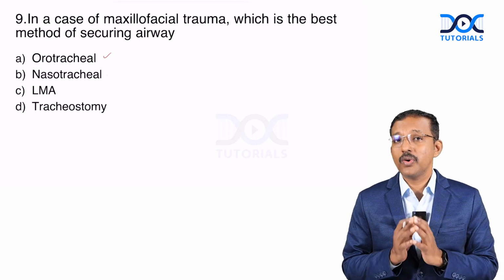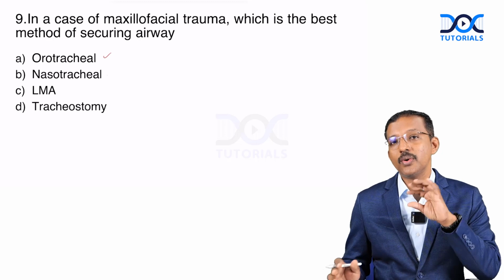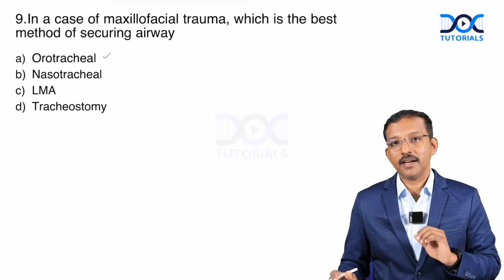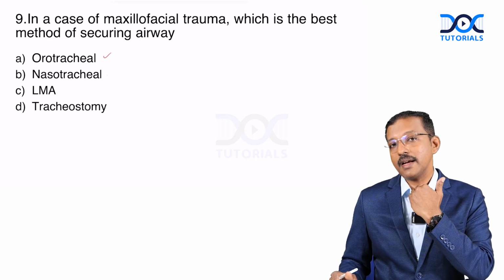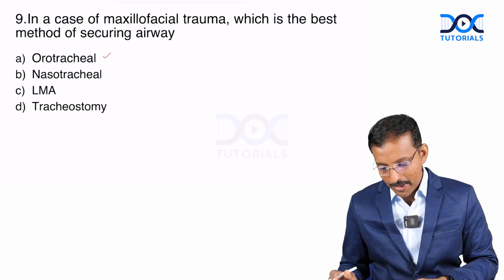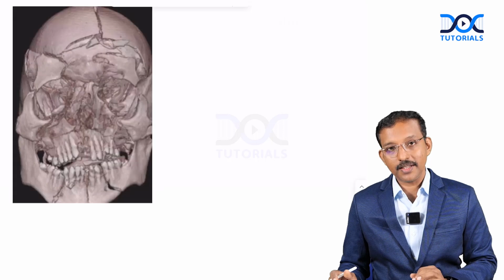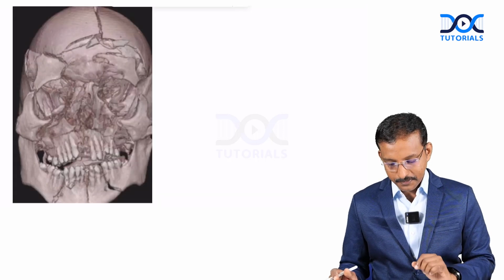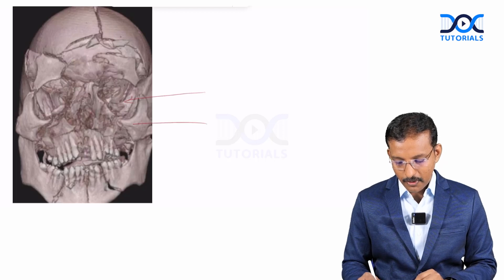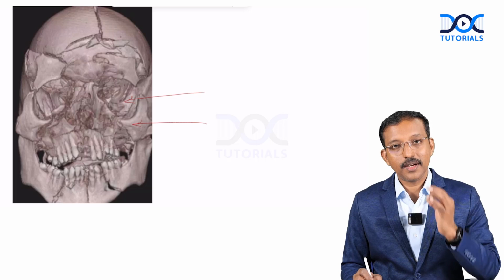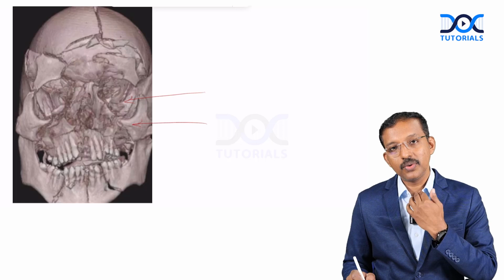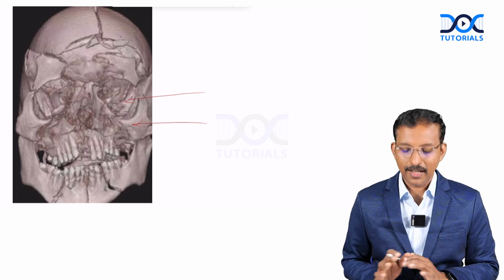So the best thing is you want a definitive airway which occludes the entry of blood and other secretions into the trachea, which should be accessed below the site of injury. This is essentially a tracheostomy. This will become more clear if you look at this X-ray picture or the MRI picture which is recreated. In this, you can see that in such an injury, you have no scope of putting in a nasotracheal or an orotracheal intubation. You have only one option, which is to go through a tracheostomy. I hope this is very clear from this picture.